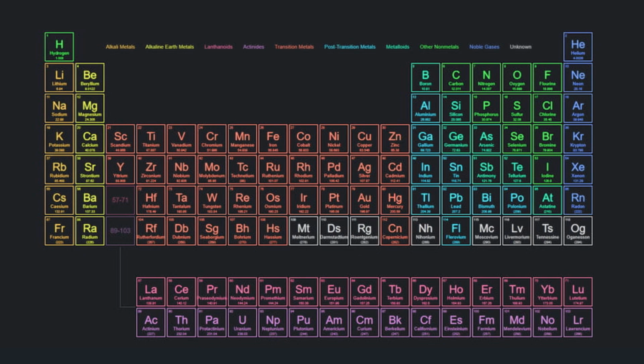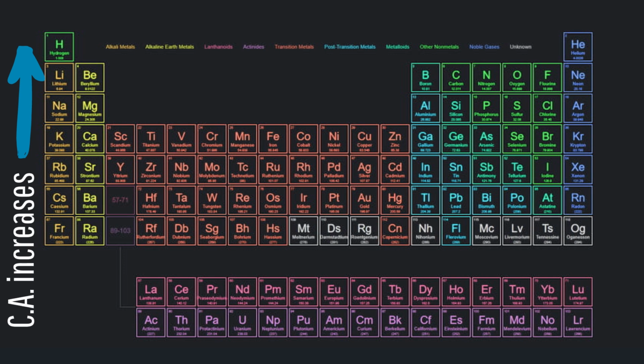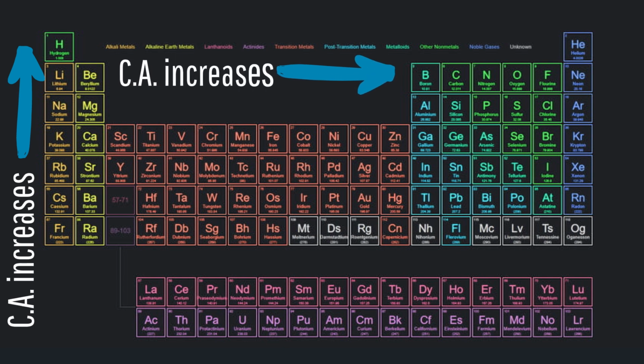When looking at the periodic table, we can see some trends with Coulombic attraction. Coulombic attraction increases as you go up the periodic table, since the amount of energy levels decreases. Coulombic attraction also increases as you go right on the periodic table, since effective nuclear charge increases. This means that atoms like fluorine, which are at the top right of the periodic table, have the strongest Coulombic attraction to their valence electrons. Meanwhile, atoms at the bottom left of the periodic table, like francium, have the least Coulombic attraction to their valence electrons.